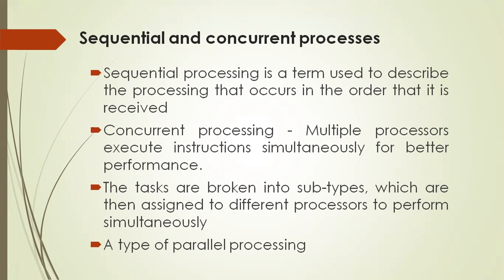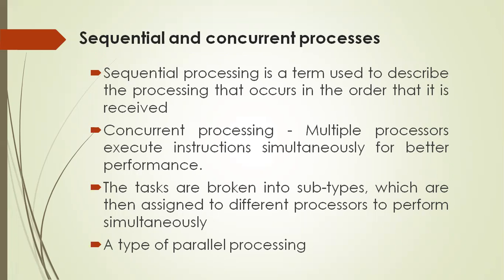Concurrent processing is one where several processes are executed in parallel. More than one process can start execution simultaneously, which results in better performance. But generally, for concurrent processing, we need multiple processors. Each processor takes care of executing one process, and many processes are executed simultaneously.